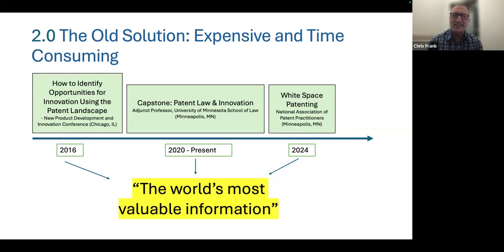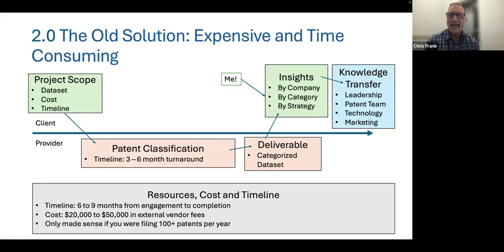How do I access this information? And here was the problem prior to AI: you had to hire somebody to go through whatever it might be, hundreds or thousands of patent documents for you. And it was an expensive and time-consuming endeavor.